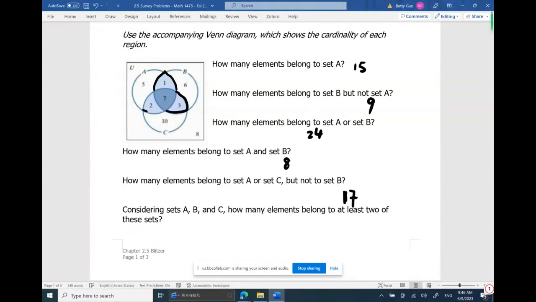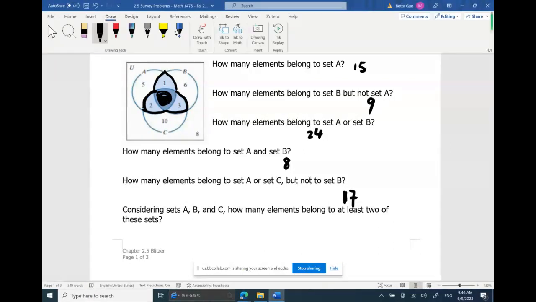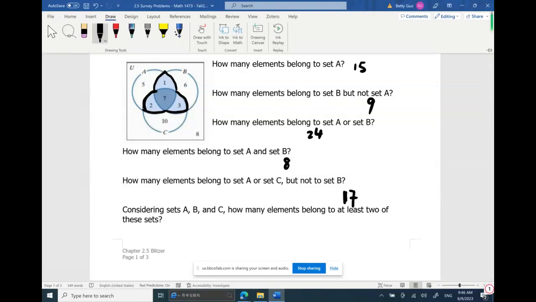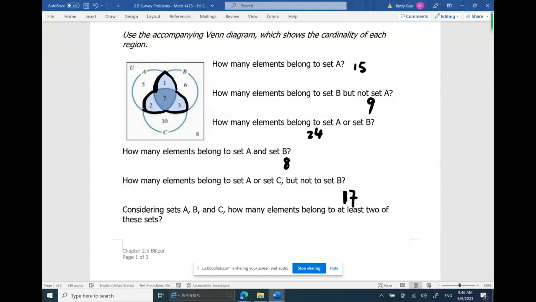At least 2 means exactly 2 or 3. The dark region in the middle is all 3. And the 3 petals are exactly 2. So this region, like a flower shape with 3 petals, represents the set of elements belonging to at least 2 of the 3 sets. And in that region, we have 1, 7, 2, 3, 13 elements, right? 13 elements.